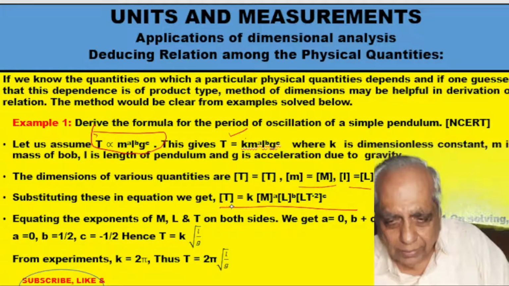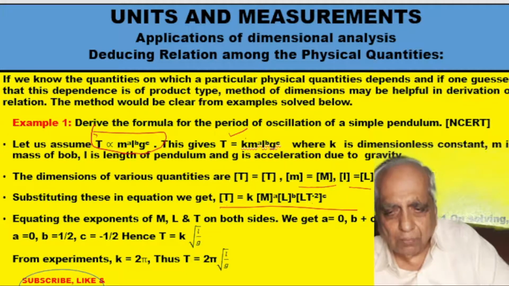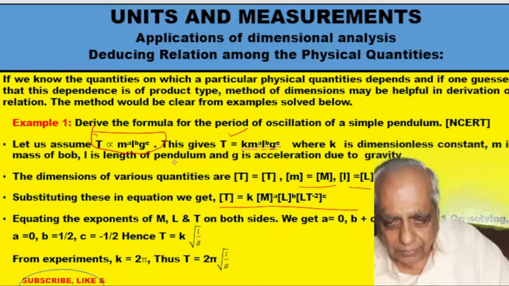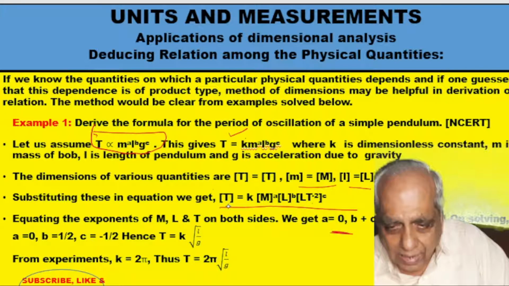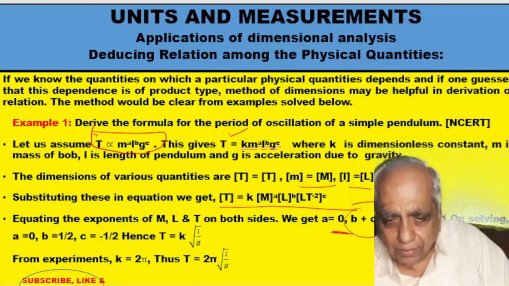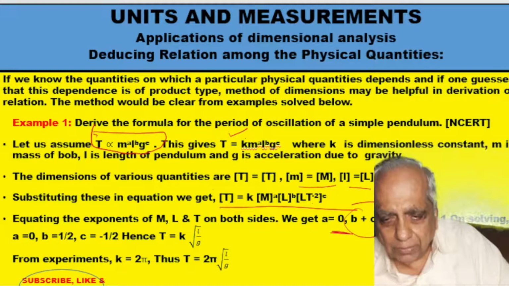The left side is only T, and the right side is k, M raised to a, L raised to b and acceleration raised to c. Now by the principle of homogeneity of dimensions, here M is 0, here M is a, so my a is equal to 0. Here L is 0, here L is b and also here c, so b plus c is 0. And in this case, this is minus 2c, this is 1, so minus 2c is 1. This is by using the principle of homogeneity of dimensions.